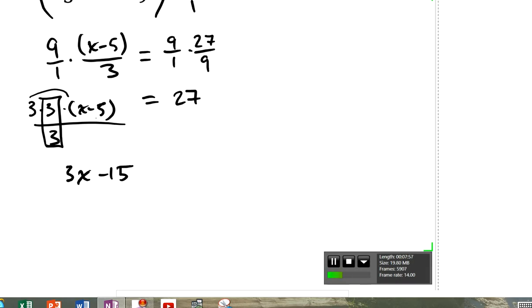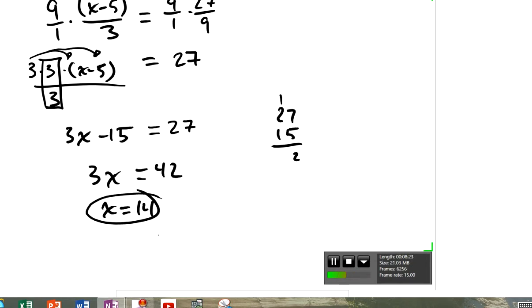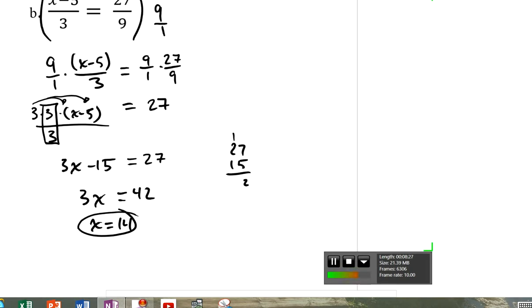I hope you understand where that came from. I'm just distributing this 3 to both the positive x and to the negative 5. And then over here I have that equals the number 27. If I choose to next add 15 to both sides, this becomes 3x, and 27 and 15 more is like a 2 carry. It's like 42. That equals the number 42. And I believe if I divide 42 by 3, I get that x is equal to 14. So that's one way to tackle that. And I saw at least one group use that technique, multiply by 9 to get rid of the fractions, right? Fraction busters.